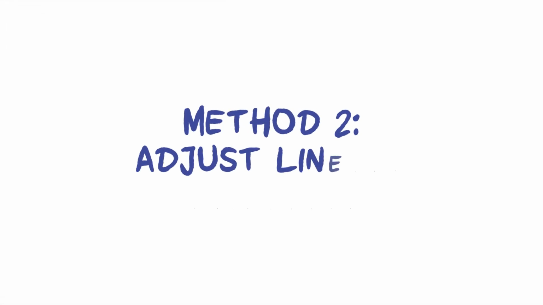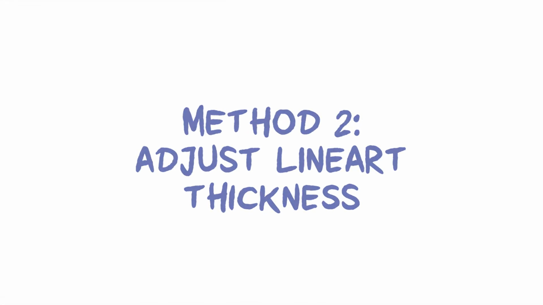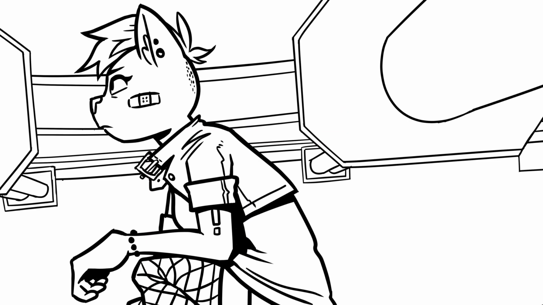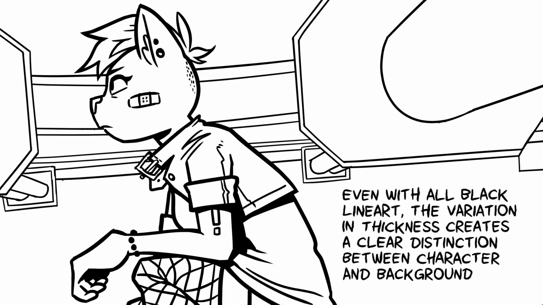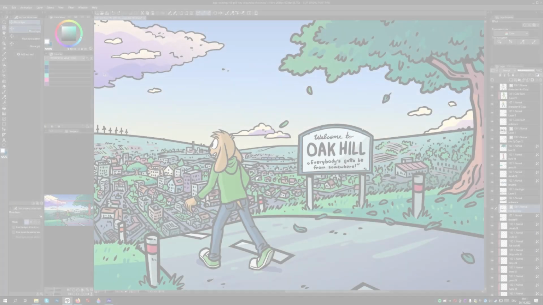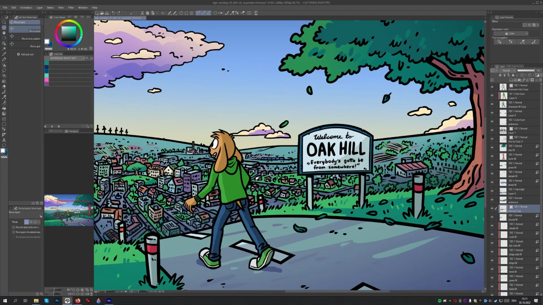Method 2. Adjust line art thickness. Another way to create visual contrast is by putting thin or small shapes against thick or large shapes. If you draw your characters with thick line art, drawing the background with thin line art can easily make both elements stand apart. But maybe you've already drawn a background and are realizing this option too late, or accidentally ended up making the line art thicker than you planned on.